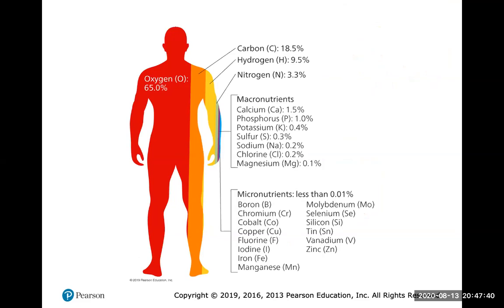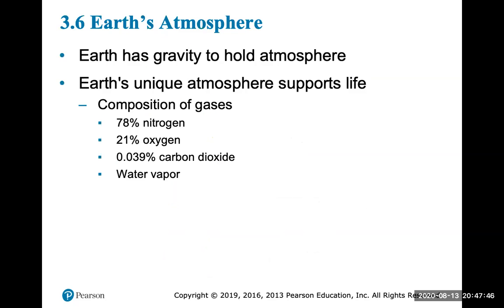The majority of our organisms, human beings, are made up mostly of oxygen and carbon. Earth has the gravity to hold the atmosphere, and the unique atmosphere supports life. The atmosphere is mostly made up of nitrogen. So the air you breathe, we think it's oxygen, but about 78% of it is nitrogen.